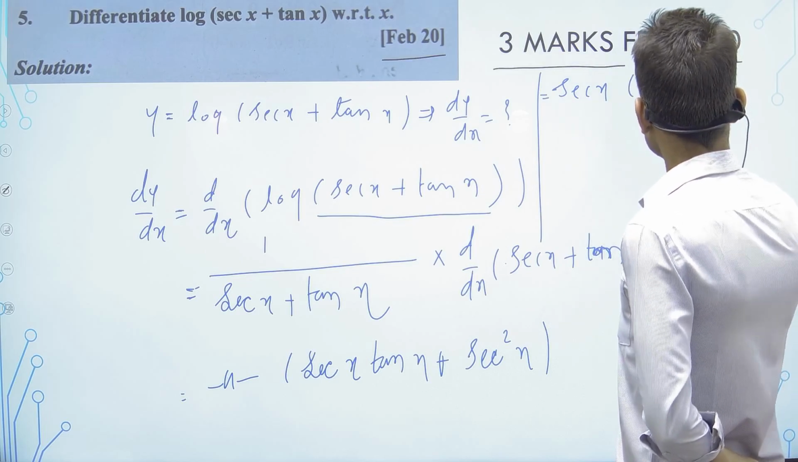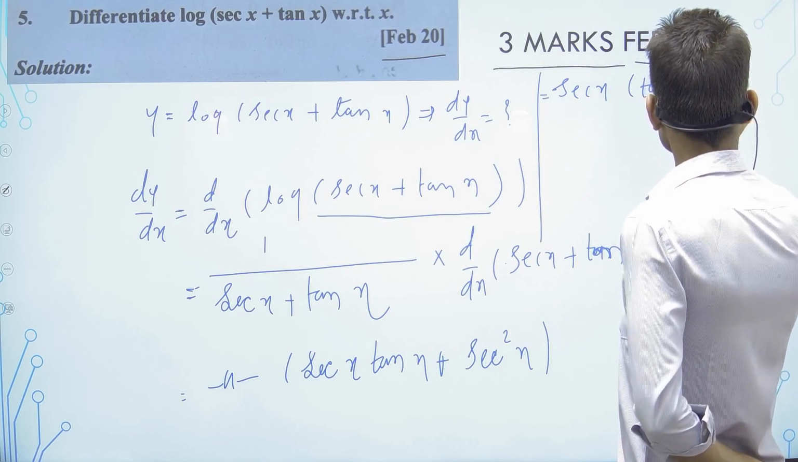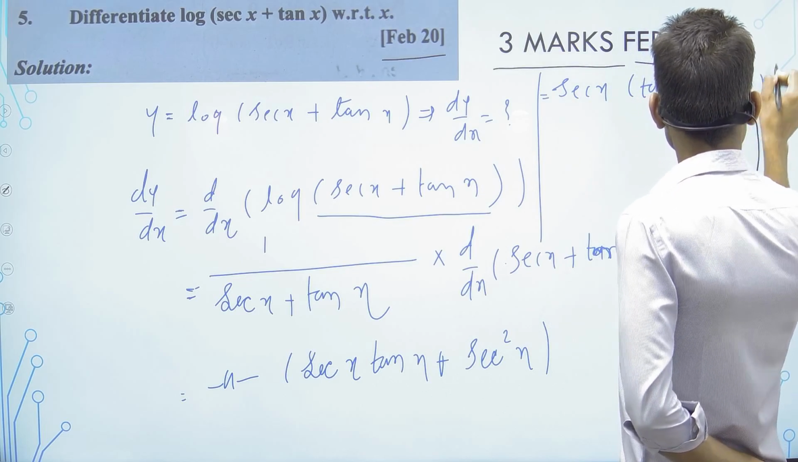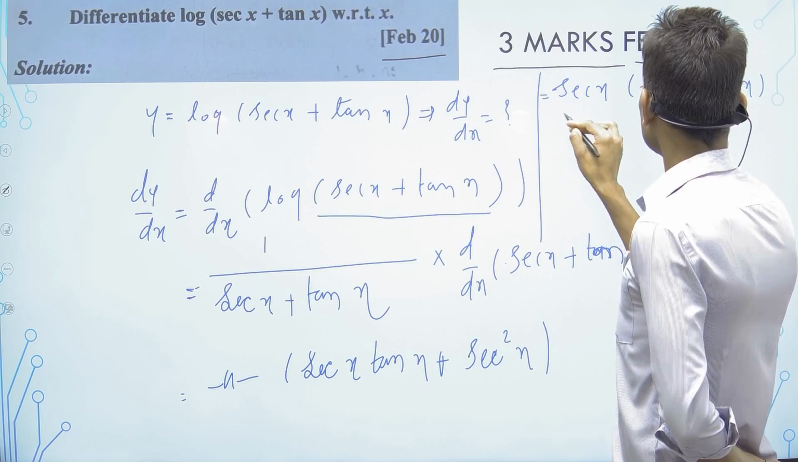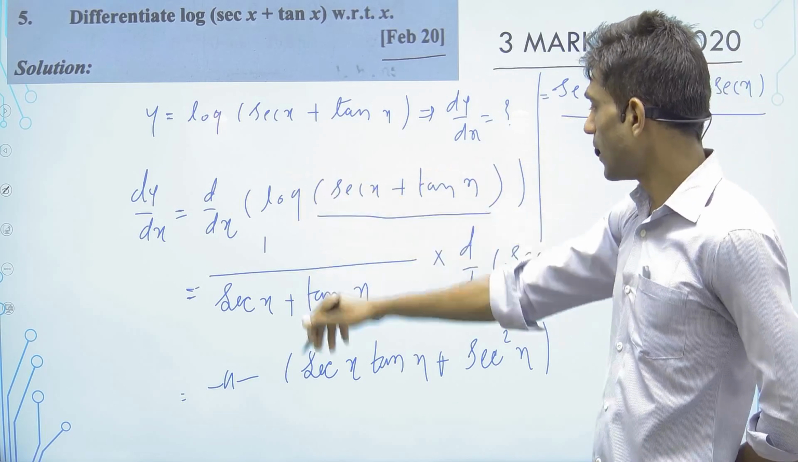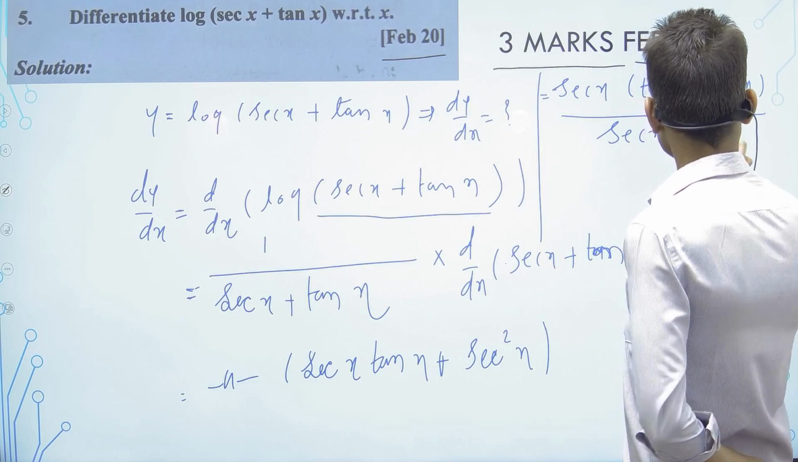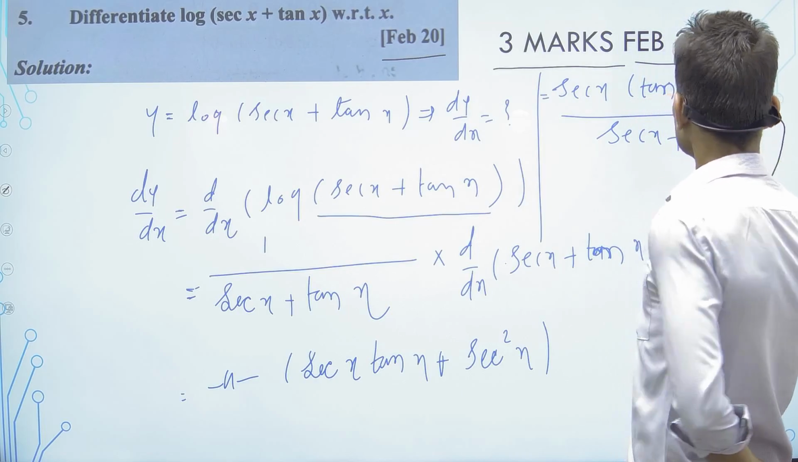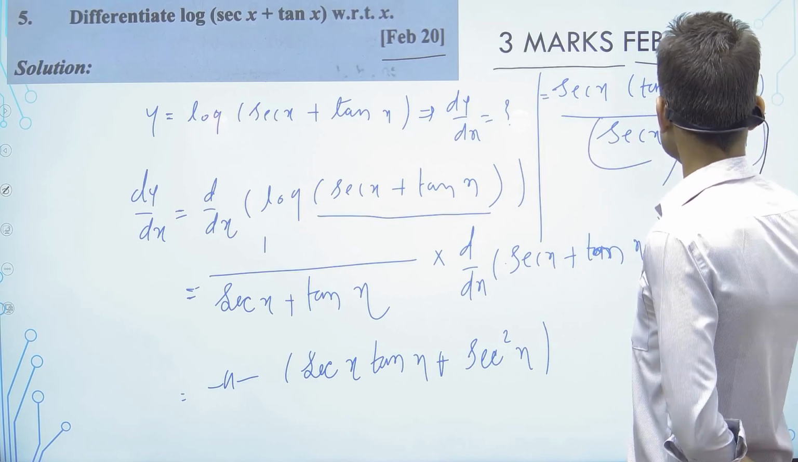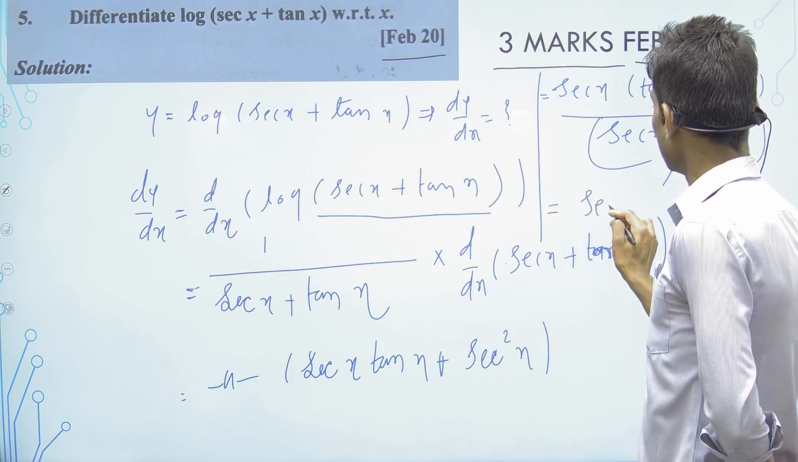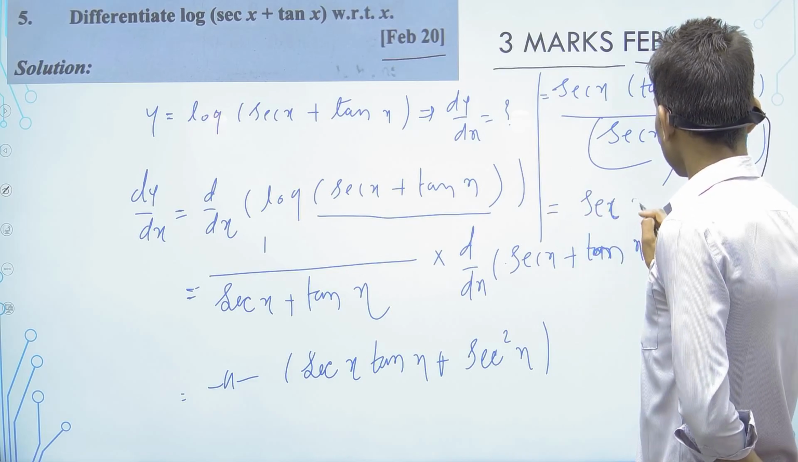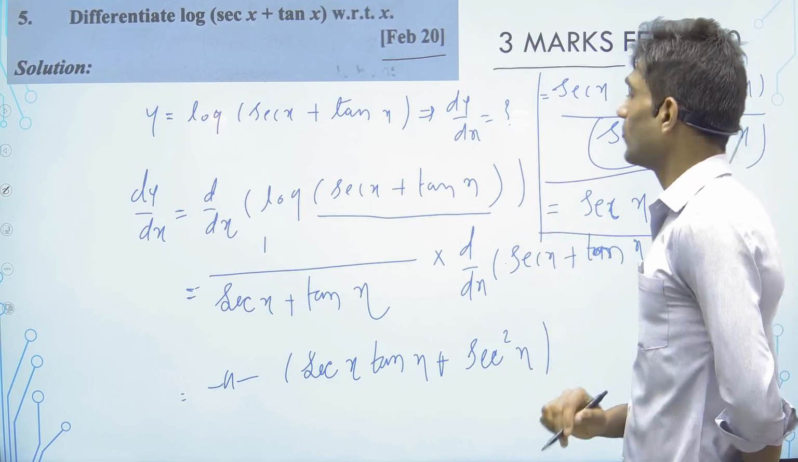Tan x plus sec x under bracket remains here, completely divided by the denominator sec x plus tan x. Now we can see that sec x plus tan x and sec x plus tan x get cancelled, so we remain with sec x. This is our required answer.